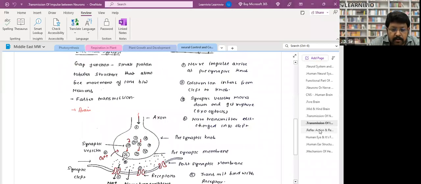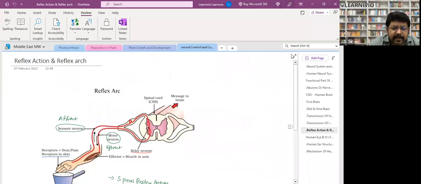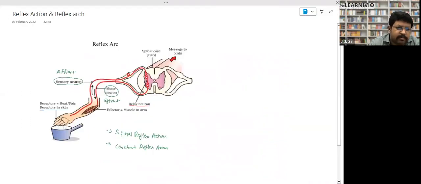Further, reflex action. It's easy. It was important for boards, but this kind of easy question you won't get in a medical examination. It's still a part of the syllabus, so I'll explain it to you.